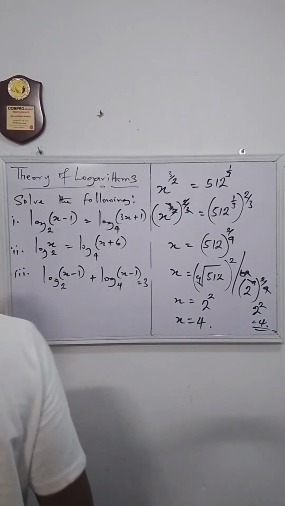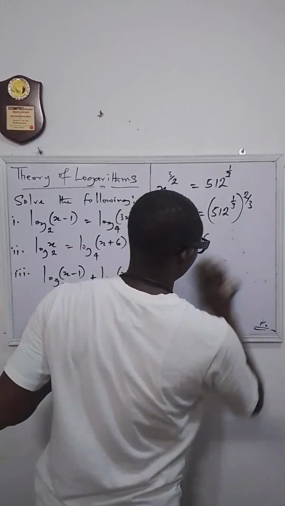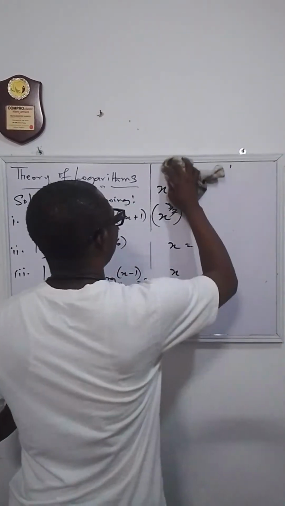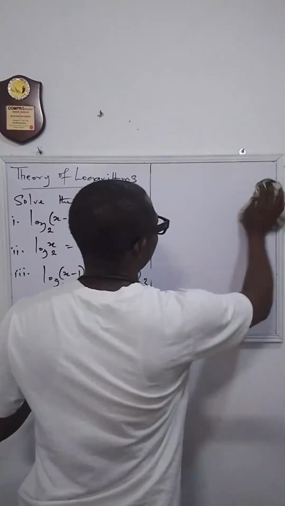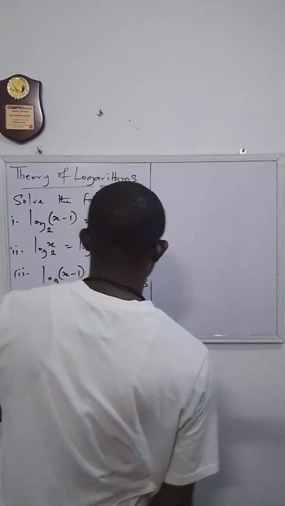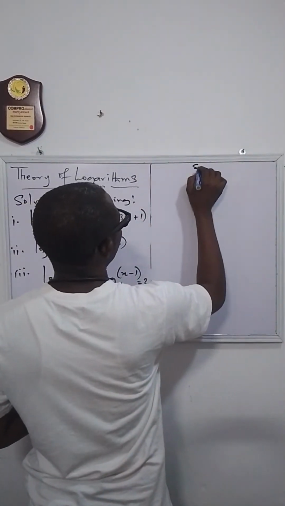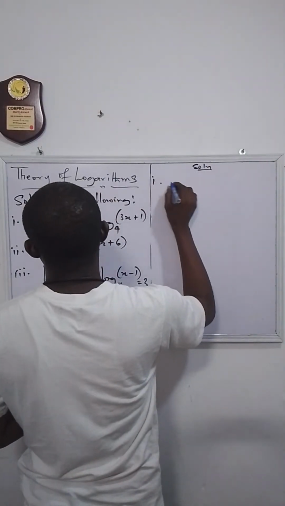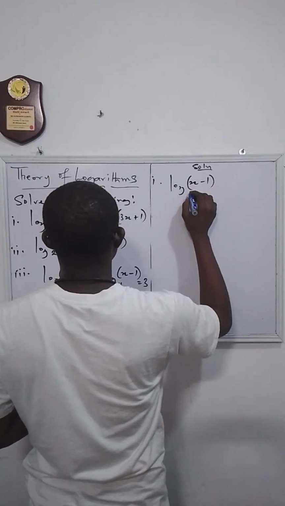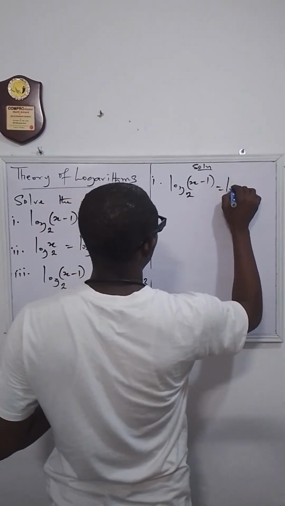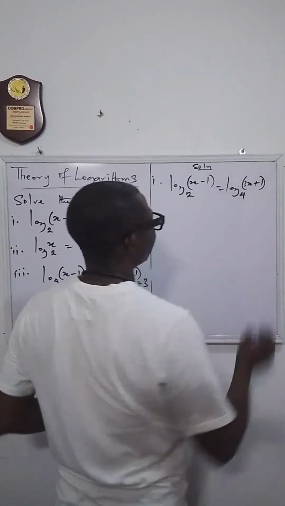Okay, now let's look at the following questions. You have to solve the following logarithmic equations. So how do we go about this? Okay, the first one is log of x minus 1 base 2 equals log of 3x plus 1 base 4.